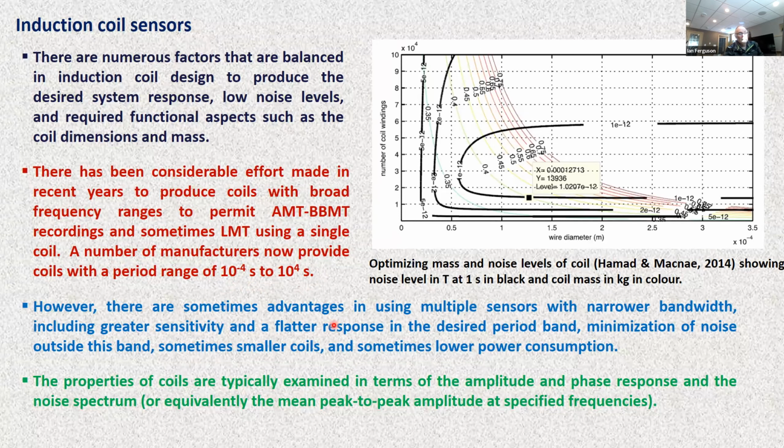However, there are still some advantages in using multiple sensors with narrow bandwidth in certain situations. And these include a greater sensitivity and flatter response in the desired period band, and minimization of noise associated with signals from outside this band. In some cases, for instance, if we're looking at an AMT survey, we can use smaller coils if we're just after a narrow AMT response. And sometimes individual sensors may provide lower power consumption. We will typically look at the properties of coils in terms of the sensitivity, the amplitude and phase response, and in terms of the noise spectrum.